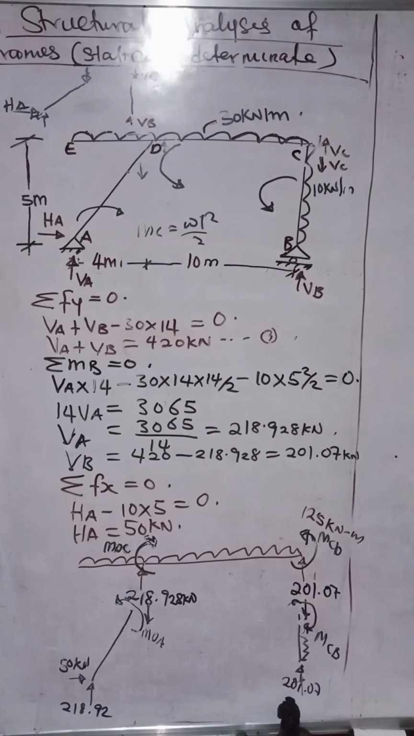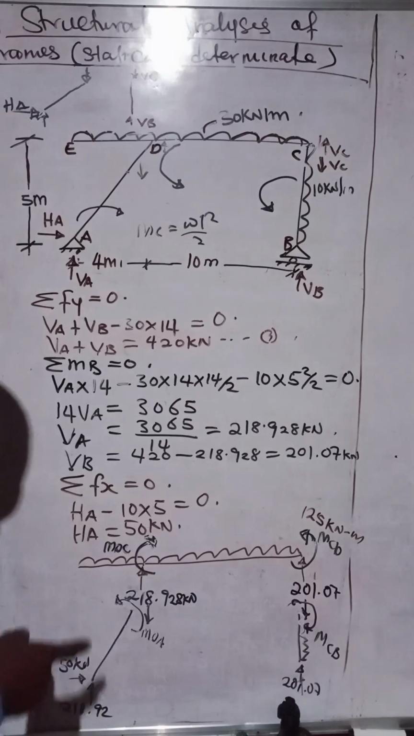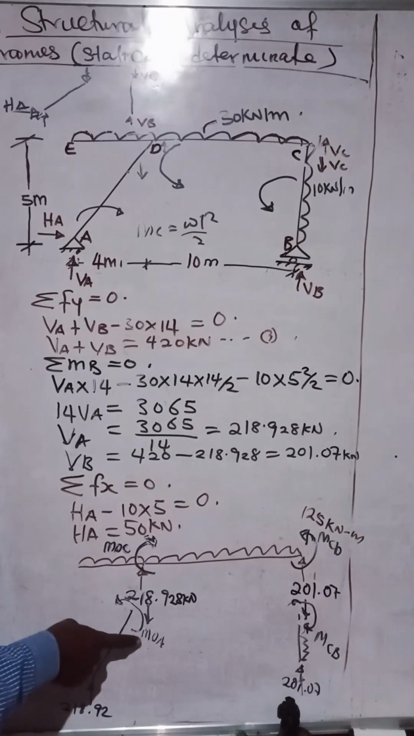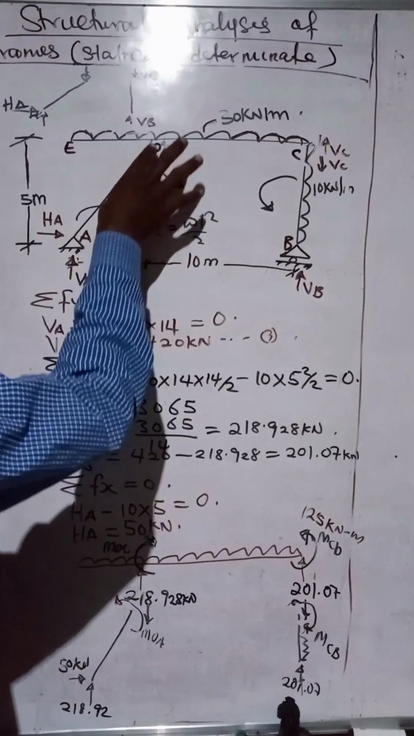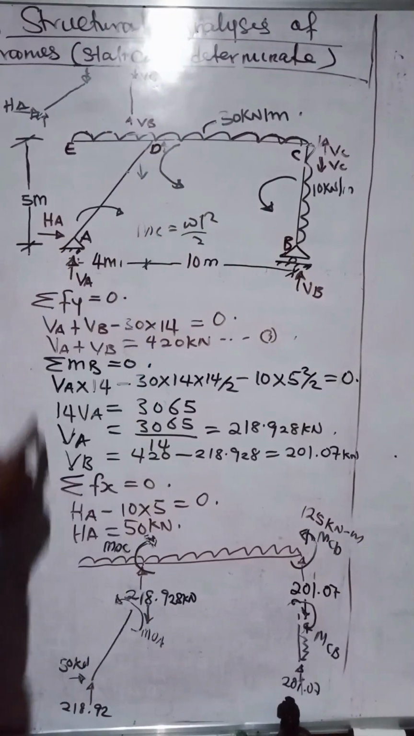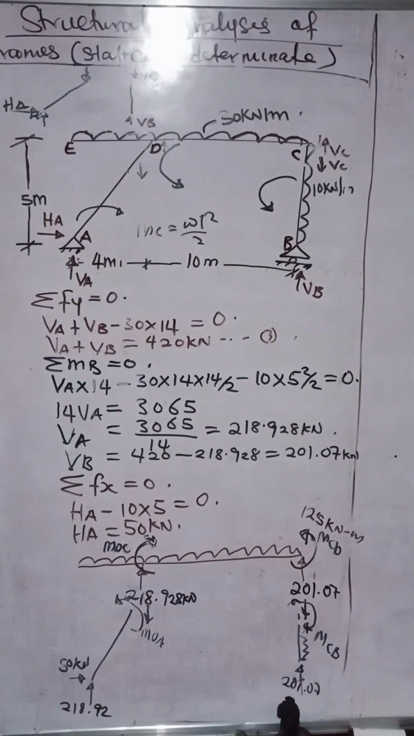So we have that. Now let's redraw this structure, and let's take our moment and obtain the unknown. The only unknown we have here as it stands, we have MDC and MDA. We don't know their value. We need to find out what they are. Now, looking at it, let's pick it separately. Let's pick span AD. So pick AD.